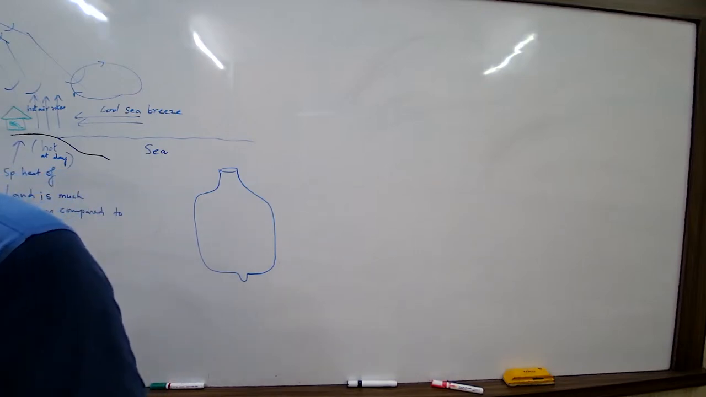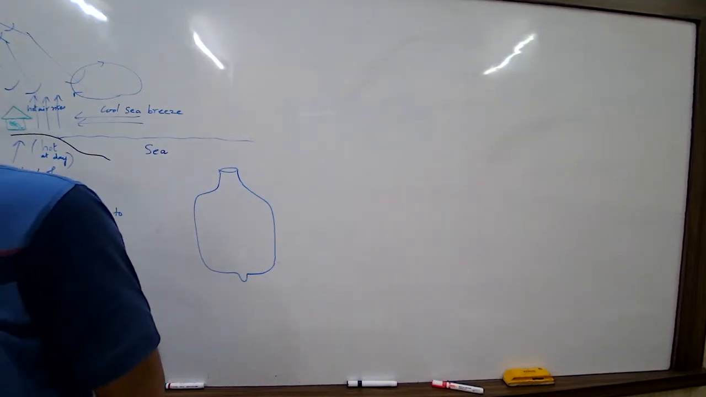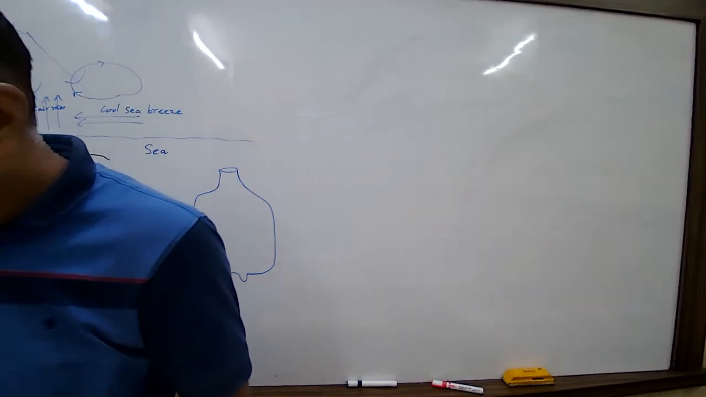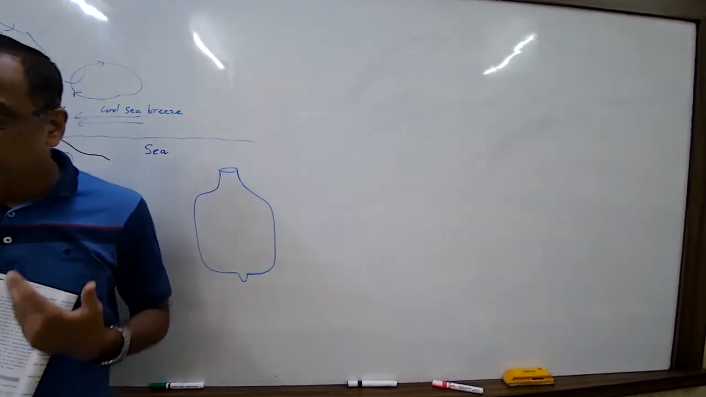Okay. Alright. Last, some examples of high and low heat capacity. Come on, read this too. You may get one-mark questions from this.